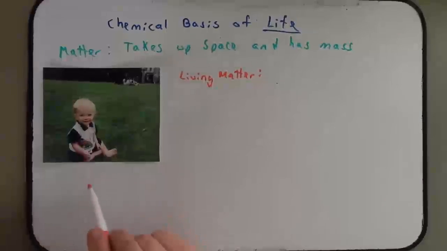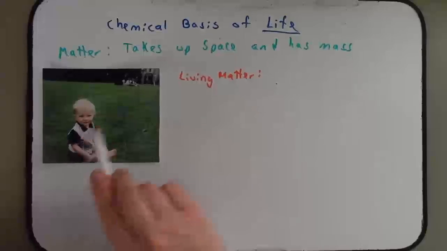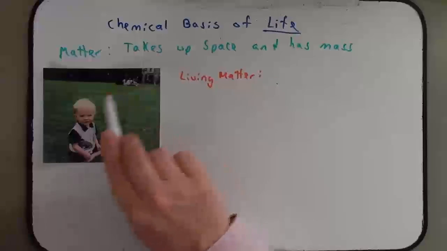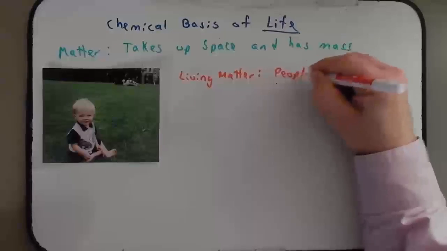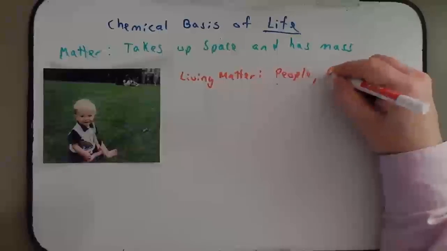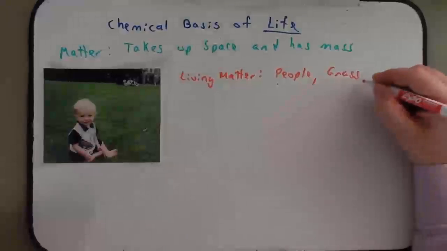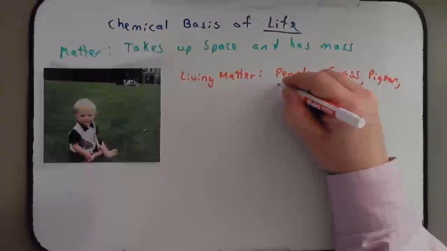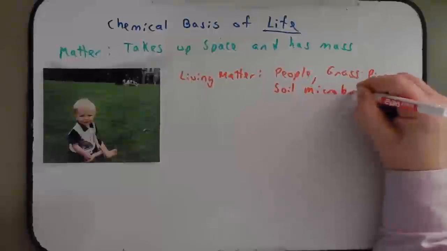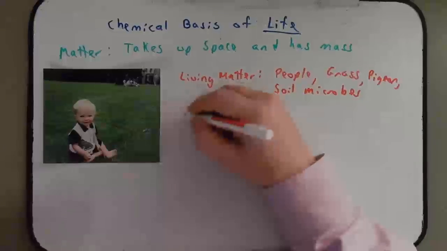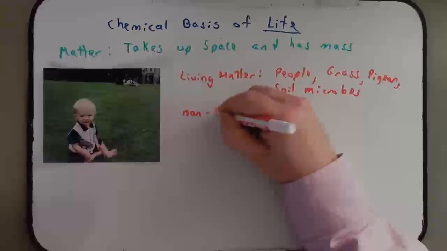So certainly the person here in the middle, Jackson. There's some other people in the background here as well. So let's put people. They are matter. But we also have the grass. There's a pigeon way back there. We can't see them, but certainly there are soil microbes and other organisms living in the soil that we can't see. There's also non-living matter.